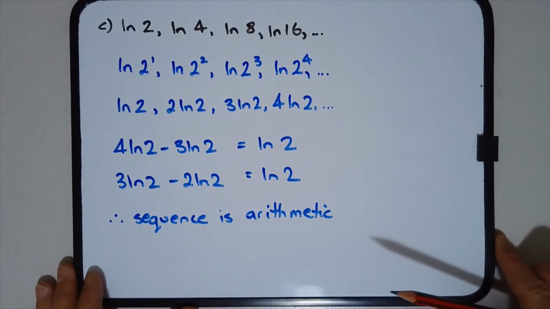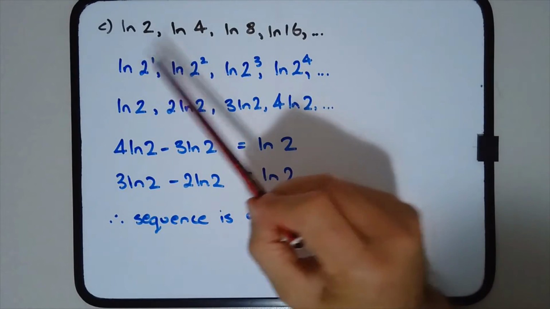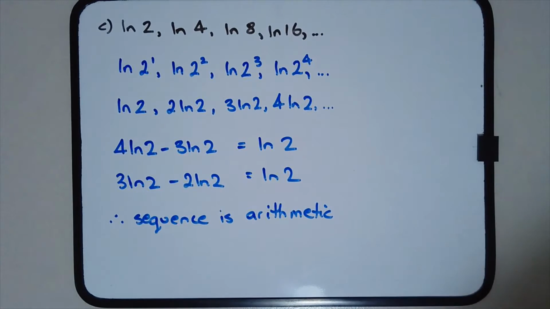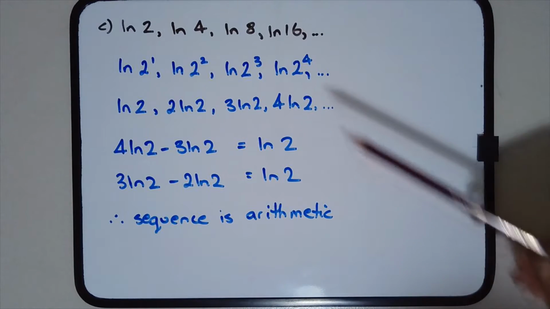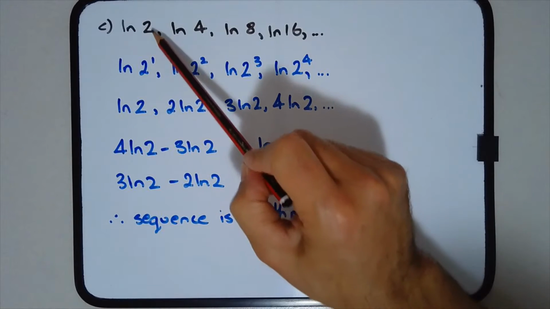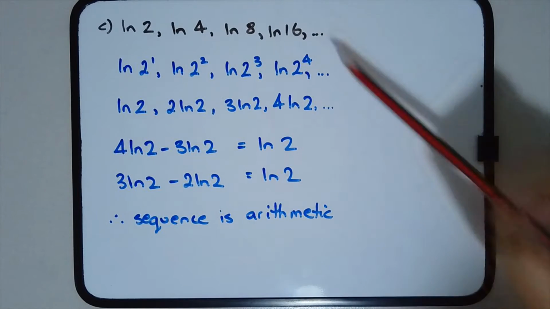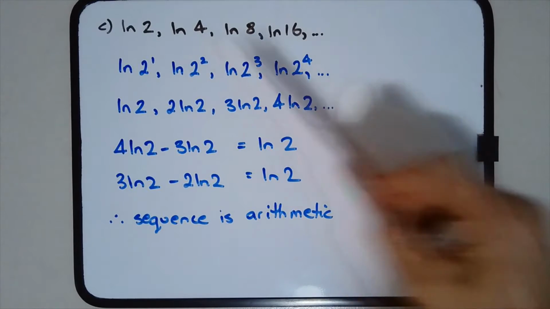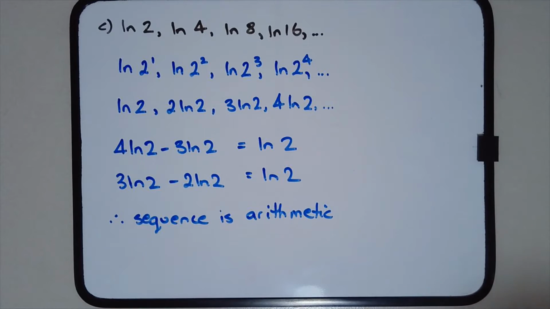Let's have a look at another interesting example. Part C, we have this sequence, ln of 2, ln of 4, ln of 8, ln of 16, and so on. Now, initially, it doesn't look like it's an arithmetic progression. In other words, due to the nature of the numbers themselves, 2, 4, 8, 16, they are not arithmetic since the difference between them is not common, it's not the same.